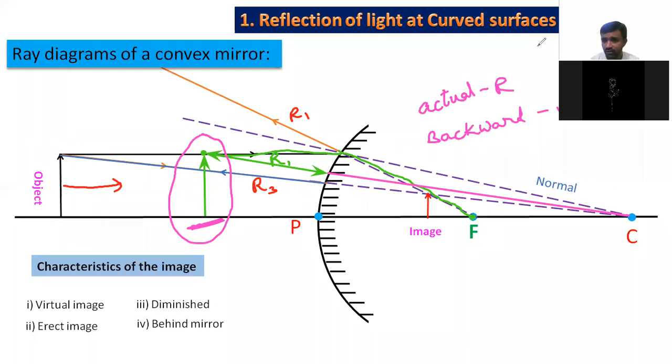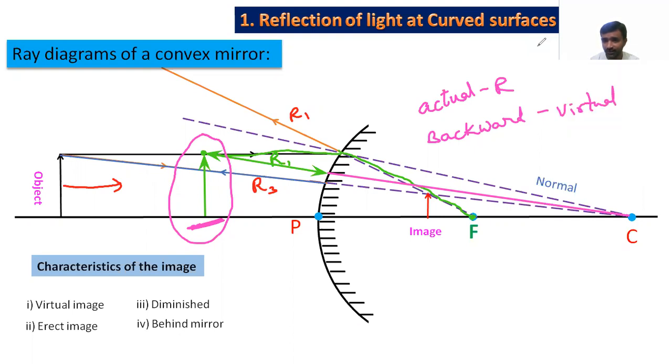Diminished, because it is a smaller image. Okay, next. Behind the mirror. One more, based on the direction: erect image. Right. So no change in the characteristics. For the first position, I got these characteristics, and for the second position also I got the same characteristics. Is there any difference in the characteristics of the image?